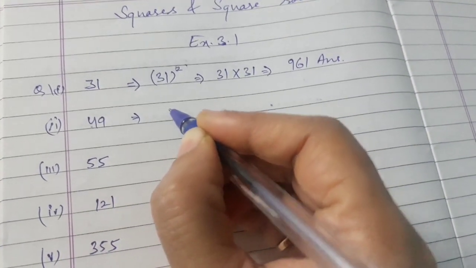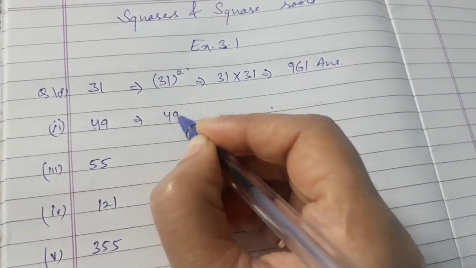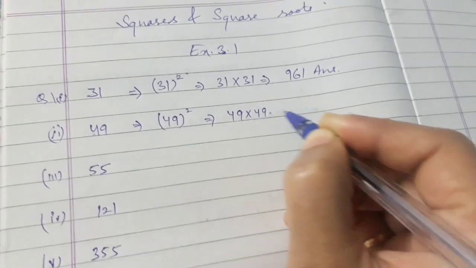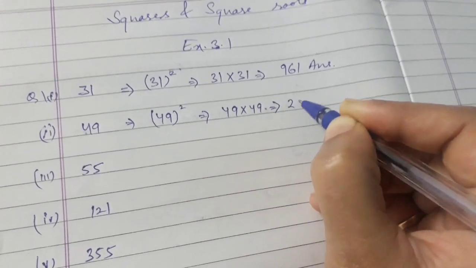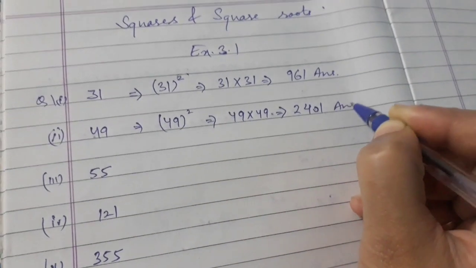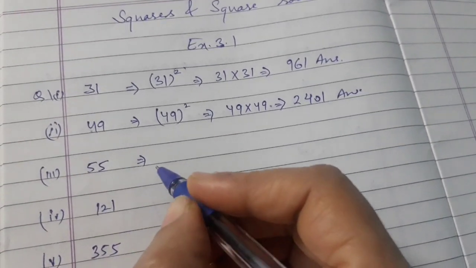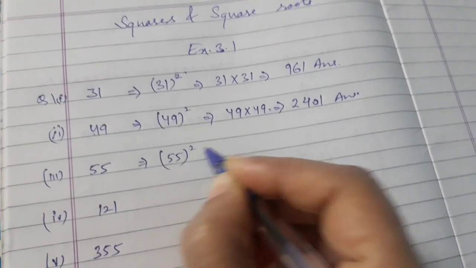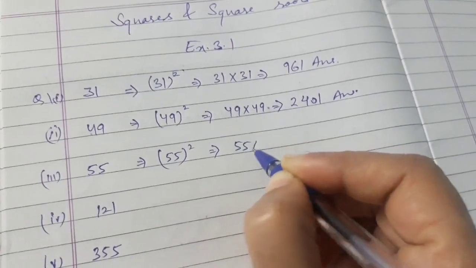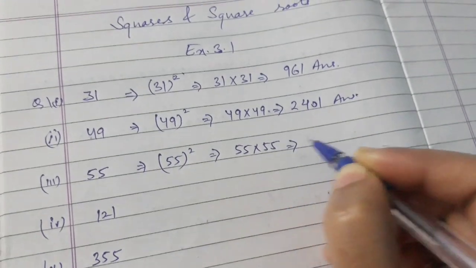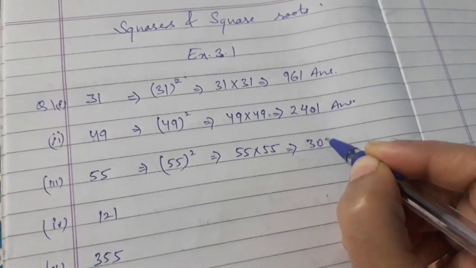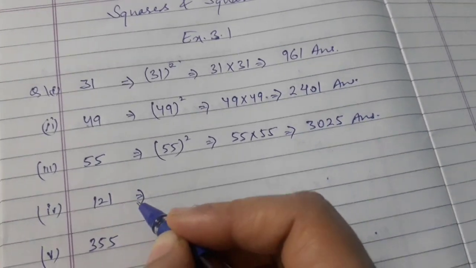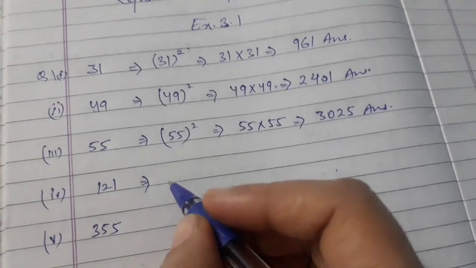In the second part we will do the same process. 49 square means 49 into 49, that is, the answer would be 2401. The same steps will be followed for the third part also. 55 square means 55 into 55, that is 3025.